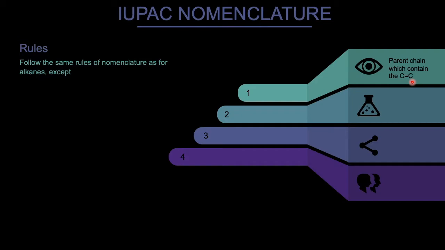Next, we number the parent chain, and here the numbering is done so that the double bond gets the highest priority, or the least possible number. Then you assign the position number of the first carbon in the carbon-carbon double bond. And then we finally write the name, changing the -ane suffix of the alkane to -ene.